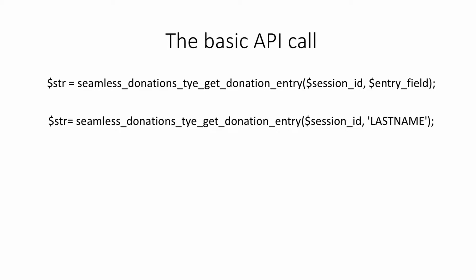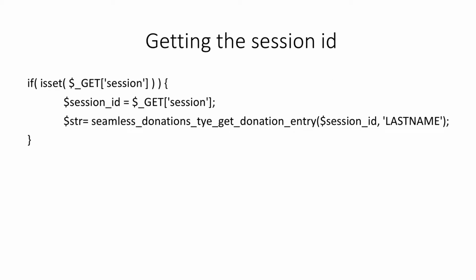So for example, you would take a string, run this function, seamless donation tye get donation entry, with a current session ID and last name, and it would populate it into a string that you could then do something with in your code. So one of the things you need to do is get the session ID. The best way is to check whether the session ID was passed to the page with a GET, assign the session ID value to the variable session ID, and then go ahead and pull the donation data entry.